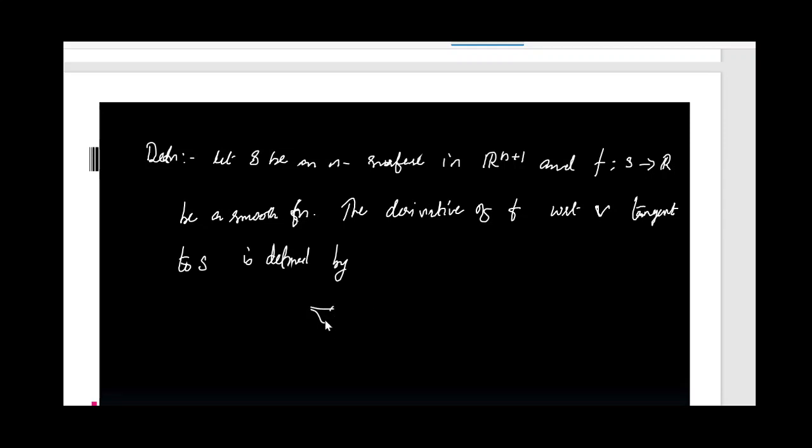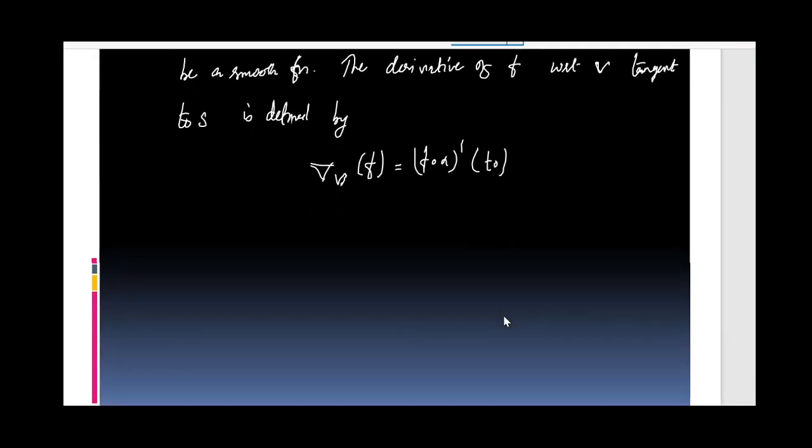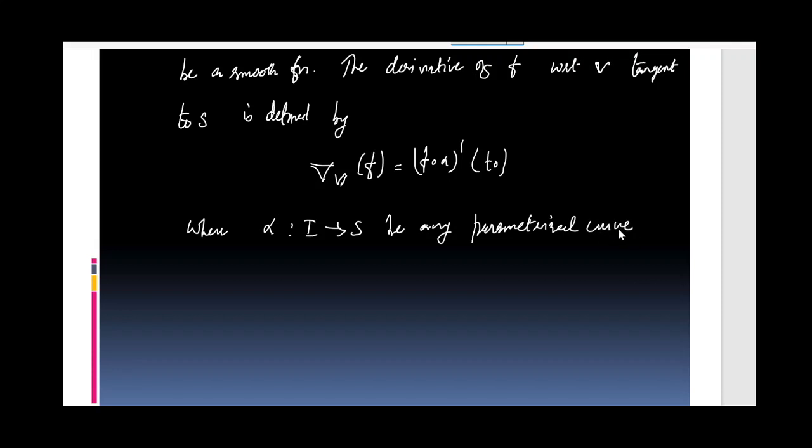by del v of f is equal to (f composed with alpha)'(t naught), where alpha from I to S is any parameterized curve in S with alpha dot of t naught equal to v.